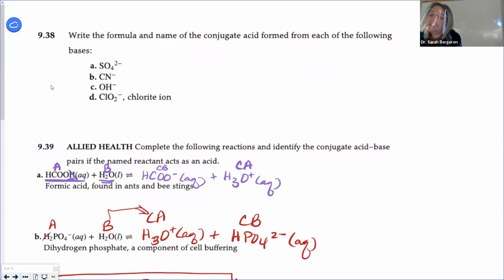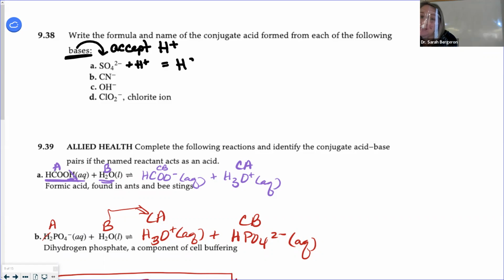Now we got to change gears. Now we're told we have what? We have bases. So all of these are bases. Bases will do what? Accept hydrogen ions. Okay. So we have SO4 2 minus. So what I need to do is just add an H plus. What do I get? HSO4. I'm going to add a positive. Minus.